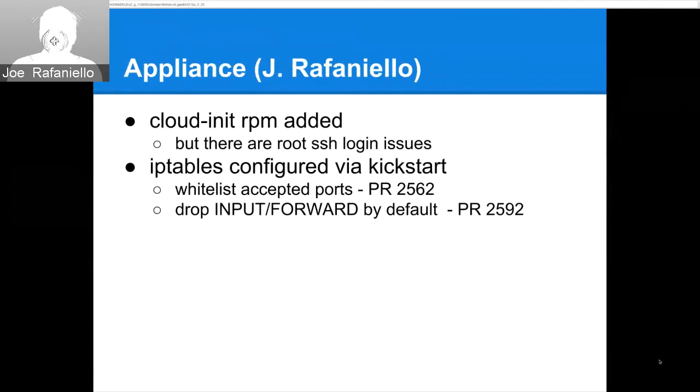And additionally, IP tables. Previously, we would serve a static IP tables rule file in our code base. And so if you took an appliance, stashed your changes and brought down any new changes, any changes you'd made to your local IP tables file would get overwritten. So instead of doing it that way with a static file in our code base, we tried building the IP tables rules via Kickstart. So there were two pull requests to do that.